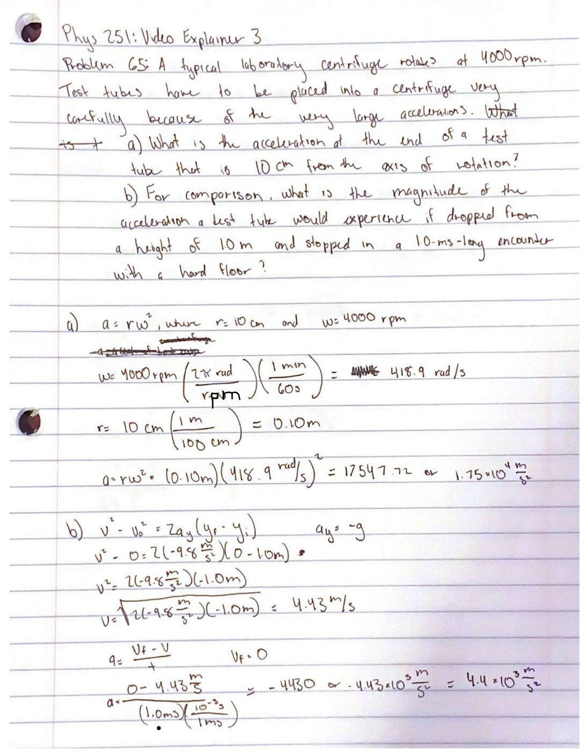divided by our 1.0 millisecond, and then to convert that into seconds, we will multiply it by 10 to the negative 3 seconds divided by 1 millisecond. When we do this, we get negative 4,430, or negative 4.43 times 10 to the 3 meters per second squared, giving us a magnitude of, rounded, 4.4 times 10 to the 3 meters per second squared. And this will be the magnitude of the acceleration of the test tube.